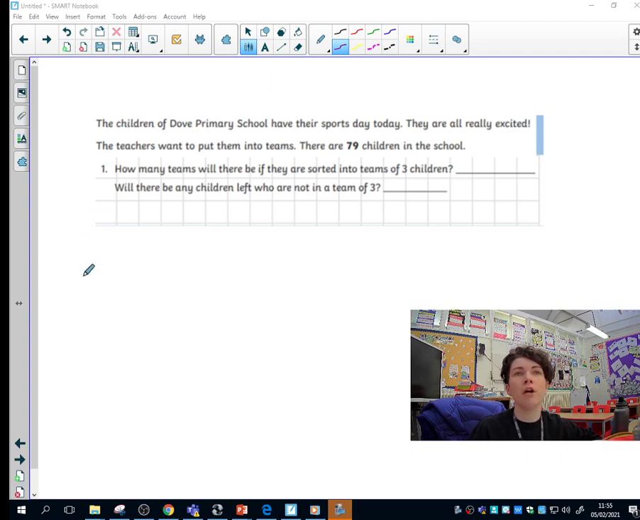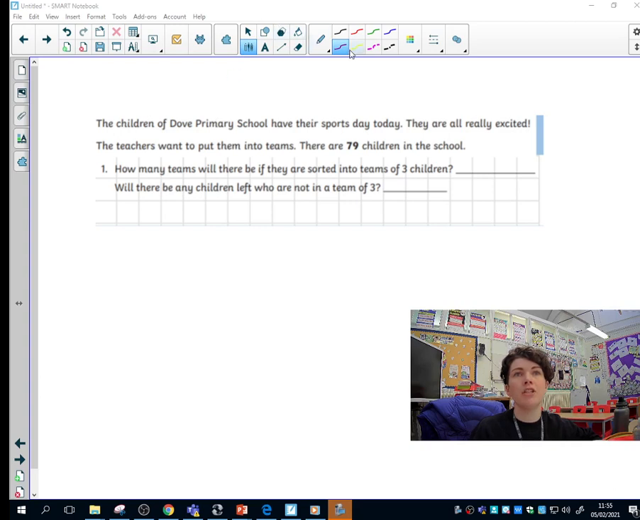The children of Dove Primary School have their sports day today. They're all really excited. The teachers want to put them into teams. There are 79 children in the school. How many teams will there be if they are sorted into teams of 3 children? Will there be any children left over who are not in a team of 3?